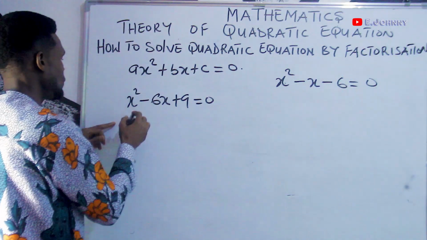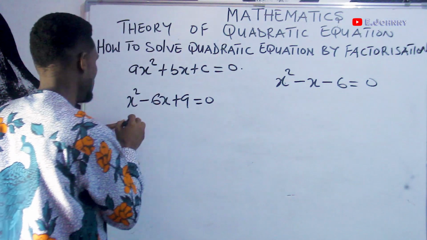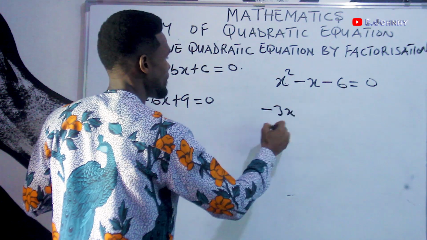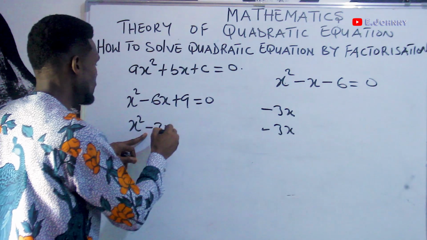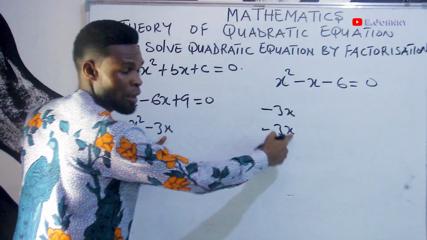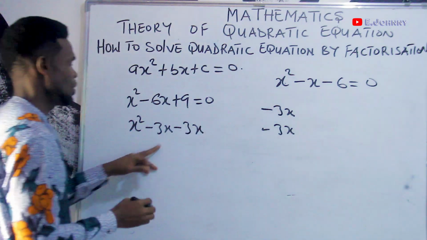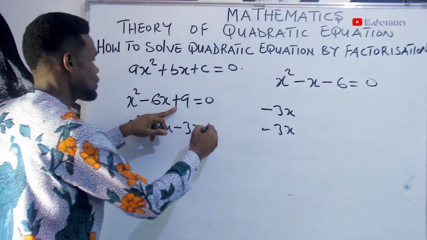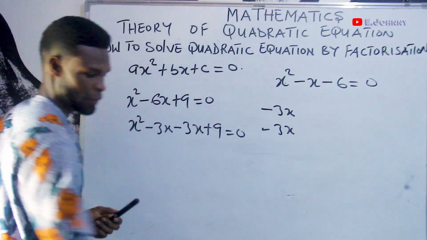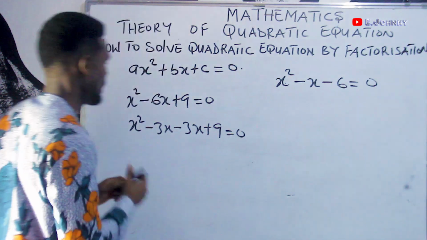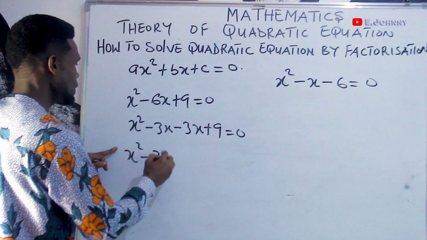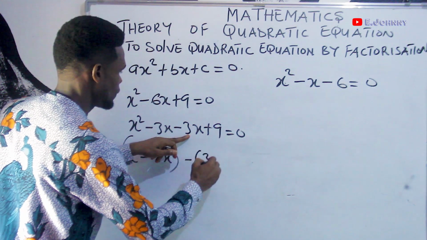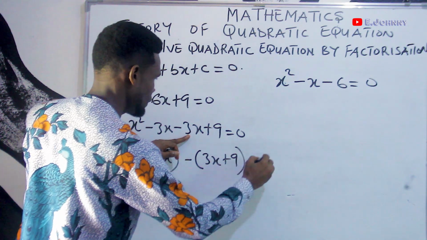So this is going to be, remember the two numbers, this will be x squared. Remember the two numbers are minus 3x and minus 3x. So put minus 3x, one. The next one is minus 3x. Of course, you see that minus 3x minus 3x will give us minus 6x. Then plus 9 equals 0. From there, you group it in twos. That's going to be x squared minus 3x, minus into 3x plus 9 equals 0.